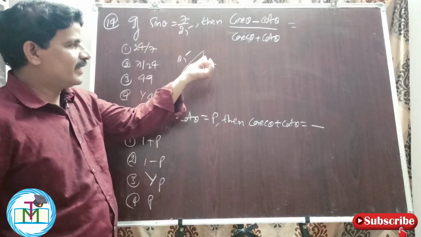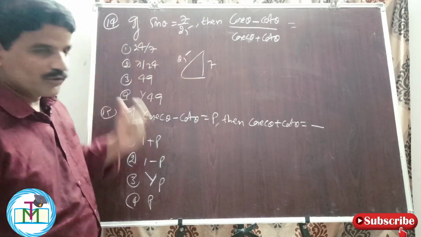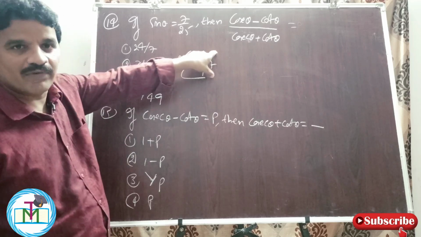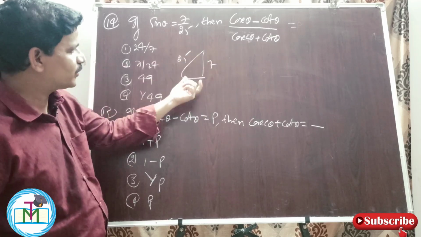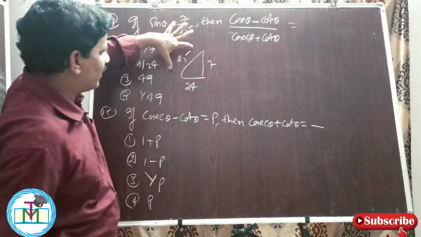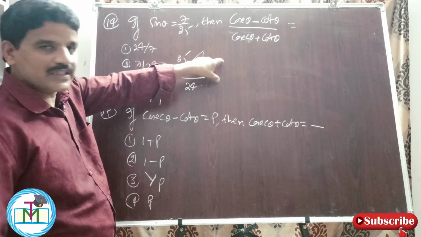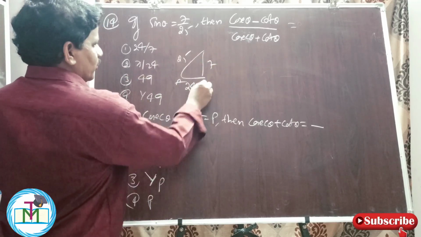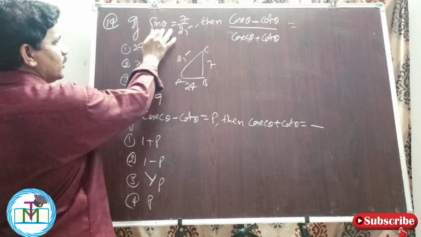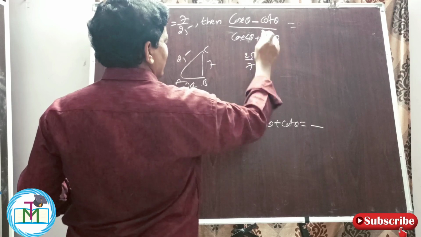Sin theta is always opposite side by hypotenuse. What about the adjacent side? According to the Pythagoras theorem, hypotenuse square is equal to side square plus side square. To get 25, here 7 square plus what should we write here? 24. So 25 square is equal to 24 square plus 7 square, total 625. Right? So from this, what is cosecant theta? Cosecant theta is the opposite of sin theta, means reverse. Here I should write 25 by 7 minus cot theta.